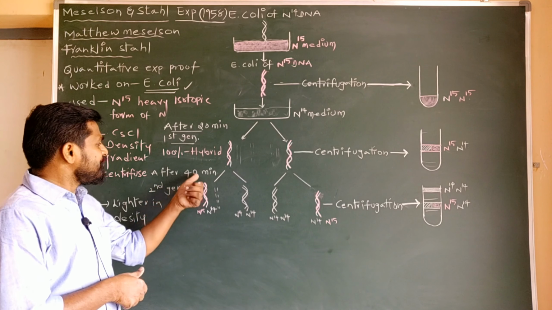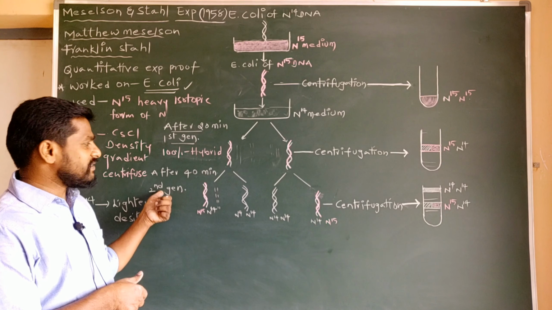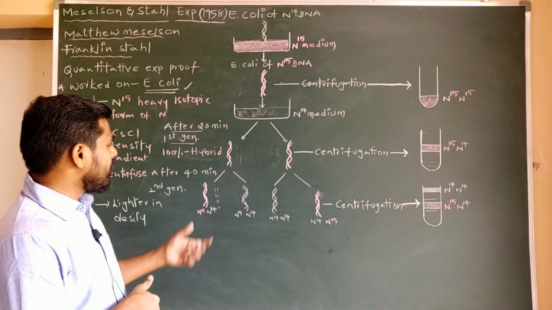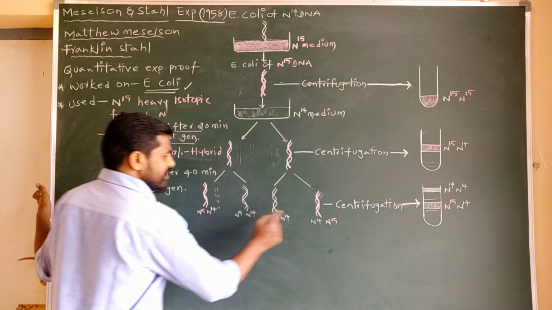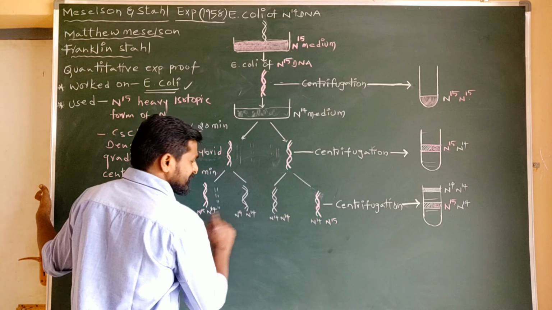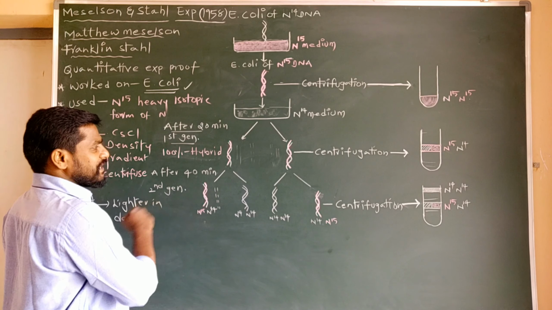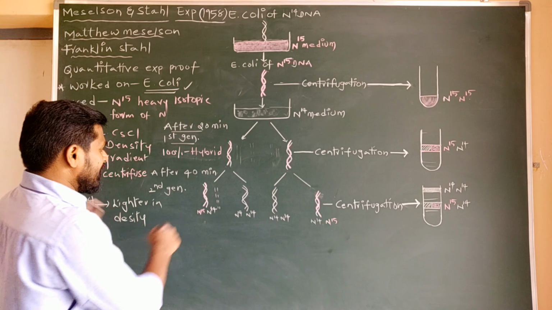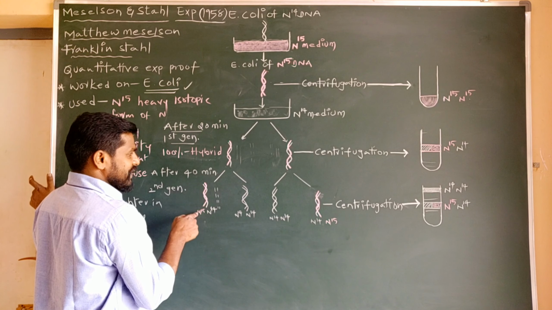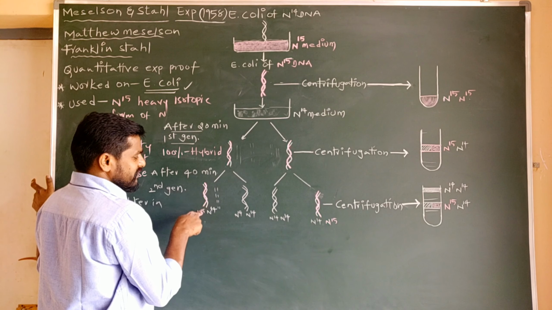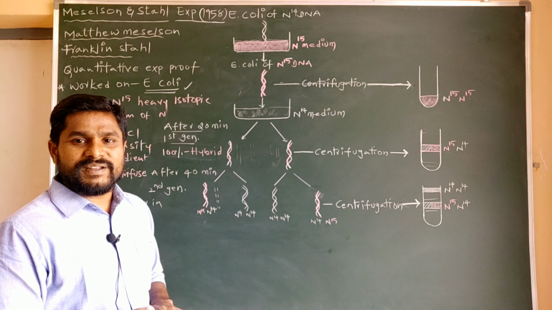Nothing but after 40 minutes they got a second generation of E. coli cells. In the second generation they got 4 E. coli cells. Among the 4 E. coli cells, the 2 E. coli cells are having what? Hybrid DNAs. Hybrid DNAs. As a replication is semi-conservative model, in these E. coli cells DNA will have what? Parental N15 type and a newly synthesized N14 type, as the E. coli cells are growing on N14 medium.